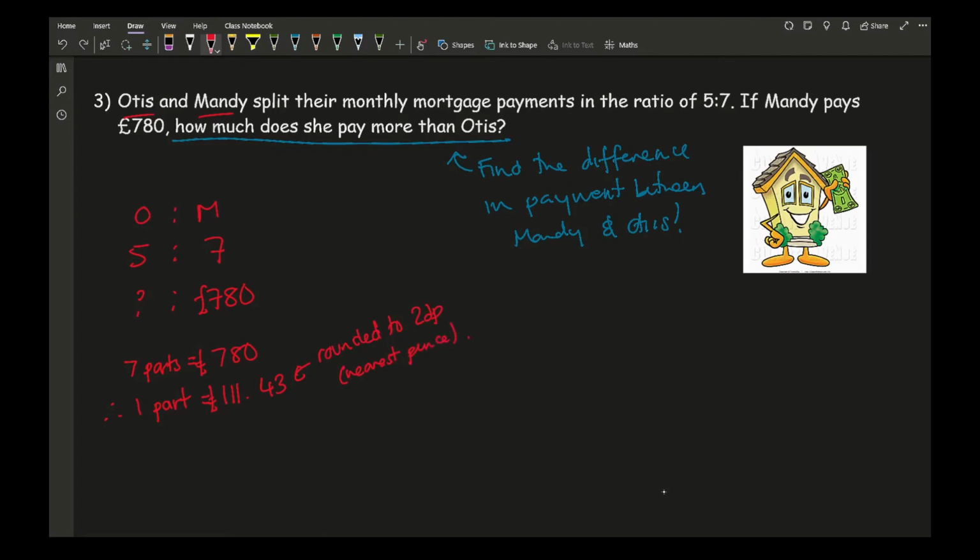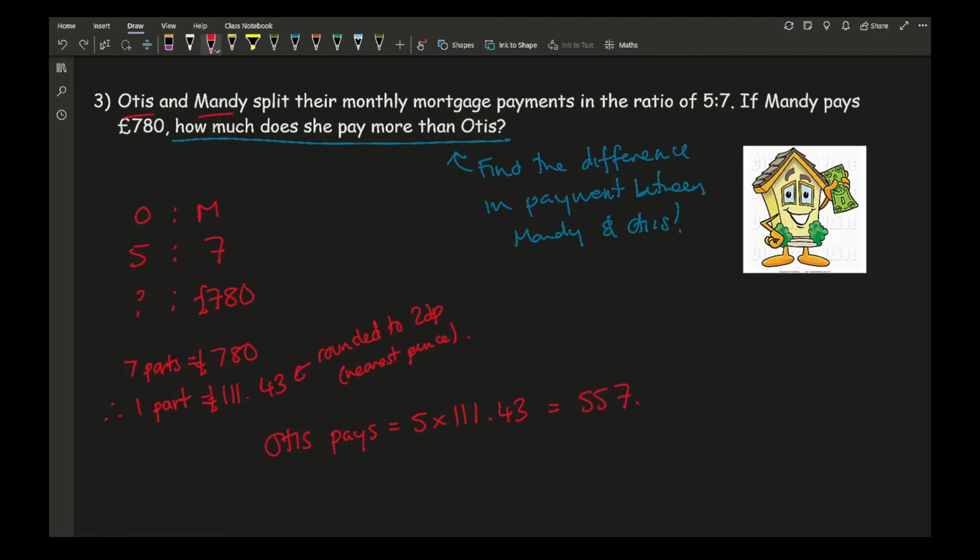So again, what we need to do then is work out the difference. Well, we still haven't worked out how much Otis pays. So then, therefore, Otis, if I can spell his name correctly, which clearly I cannot. So Otis pays, and it's going to be 5 times 111.43. And again, if I type that into my calculator, times 5 gives me an answer of £557.